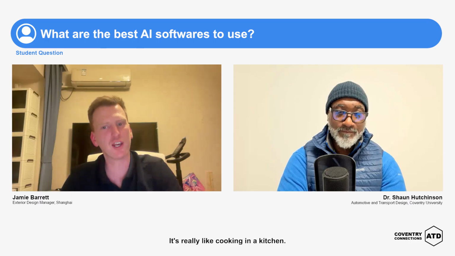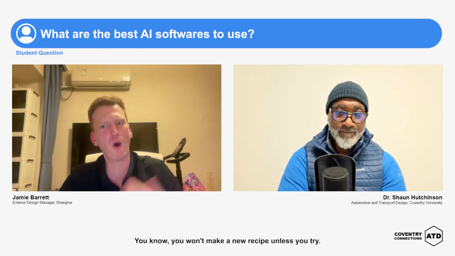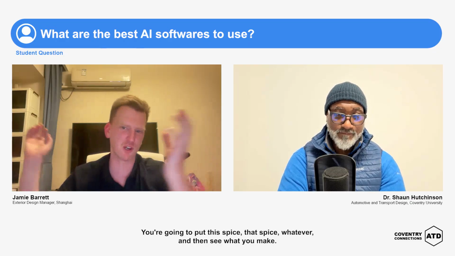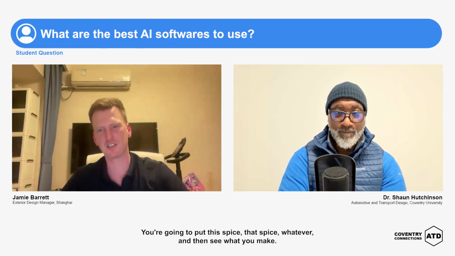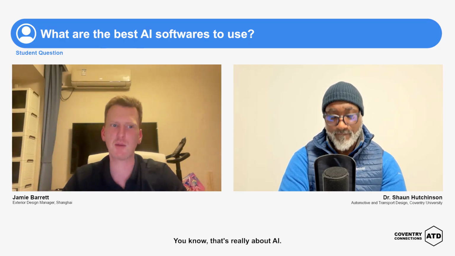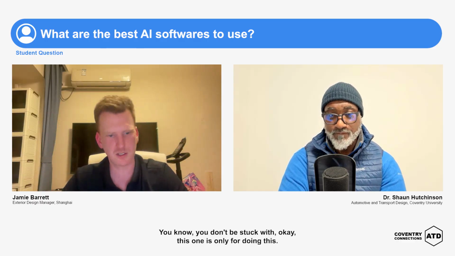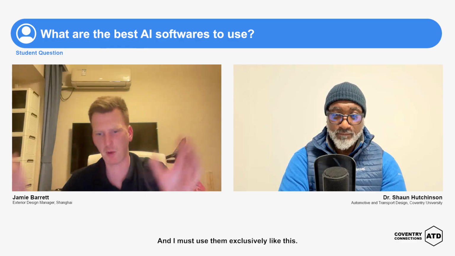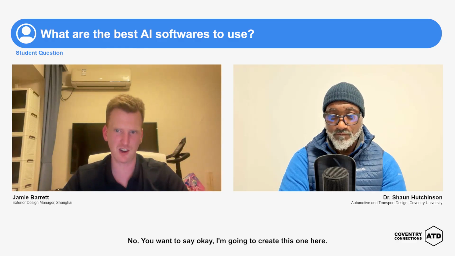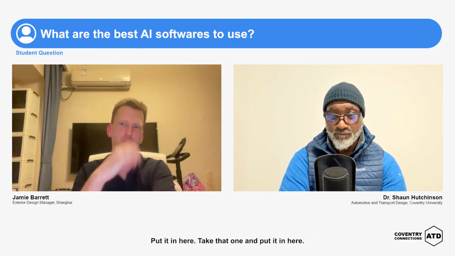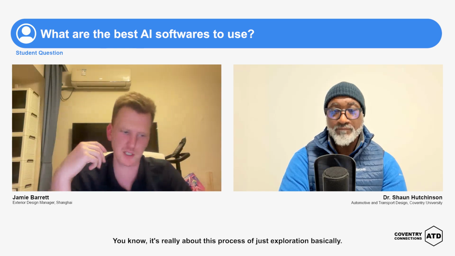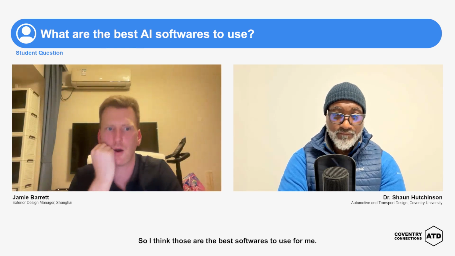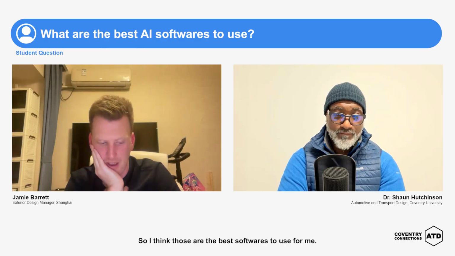It's really like cooking in a kitchen. You won't make a new recipe unless you try. You gotta put this spice, that spice, and then see what you make. That's really about AI. Don't be stuck with, okay, this one is only for doing this, and I must use them exclusively like this. You want to create this one here, put it in here, take that one, put it in here. It's really about this process of exploration. So I think those are the best softwares to use for me.